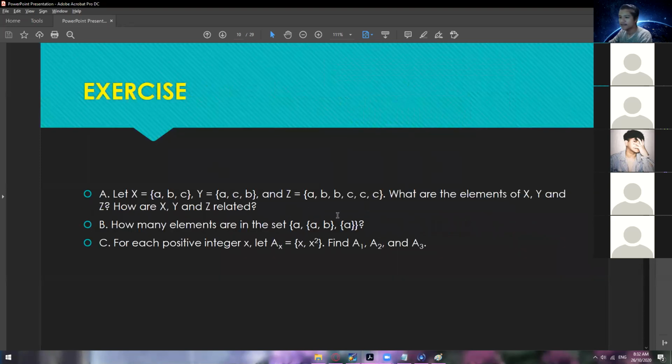Right, so let's have an exercise. So let's answer A, B, and C. So let X have elements A, B, C, and then set Y has elements A, C, B, and then Z is {A, B, B, C, C, C}. So what are the elements of X, Y, and Z? Okay, so what are their common elements? Okay, I think kulang tong question na to. So the first question is, what are the common elements of X, Y, and Z?